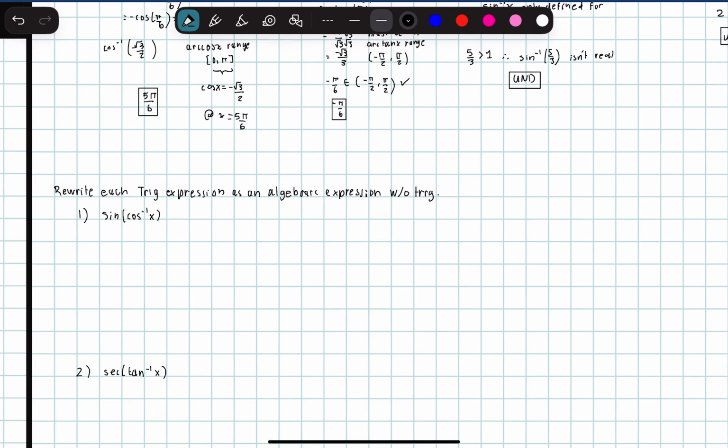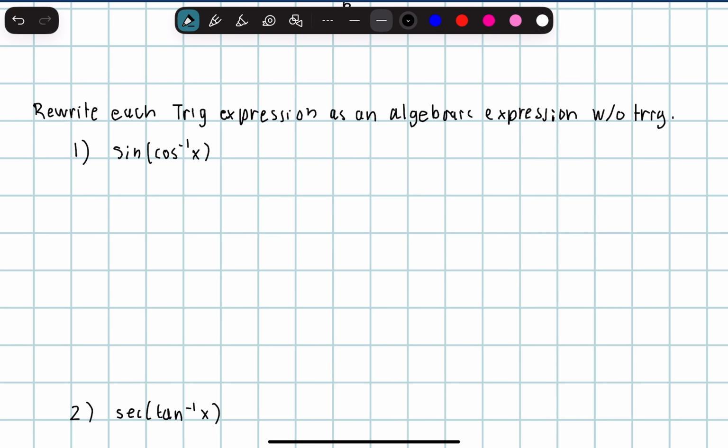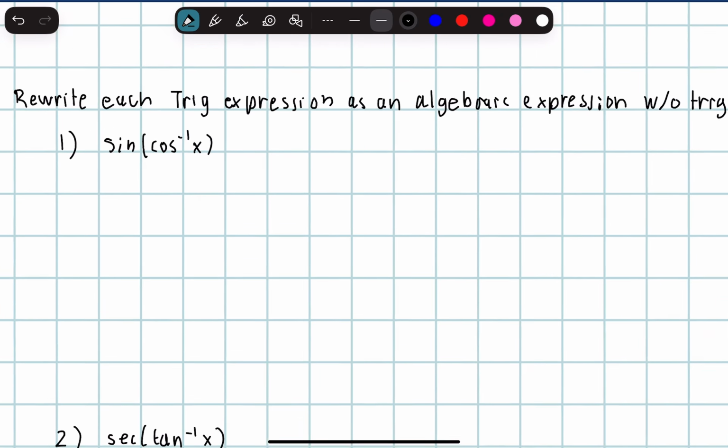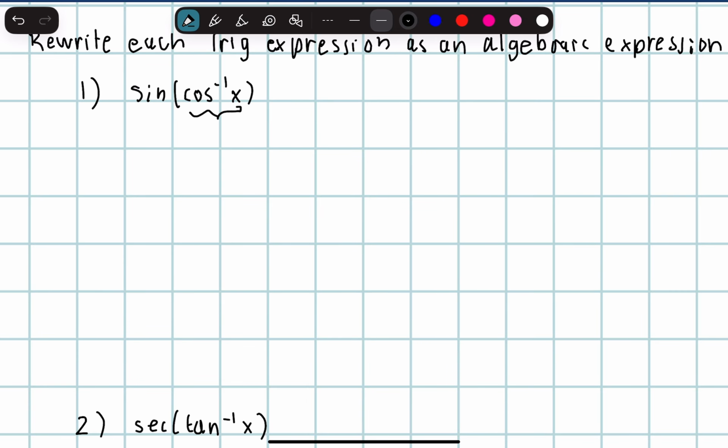Yeah, so now we're going to learn how to rewrite trig expressions as algebraic expressions without trig. For this, we're going to let this equal theta. So now we can rewrite this as cosine of theta is equal to x. Basically, you're just flip-flopping it. And then you know that theta is on 0 to pi, so that means that sine of theta has to be greater than 0.